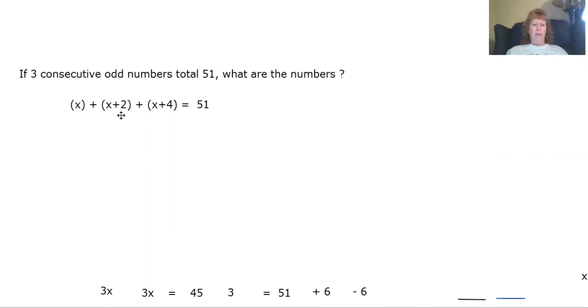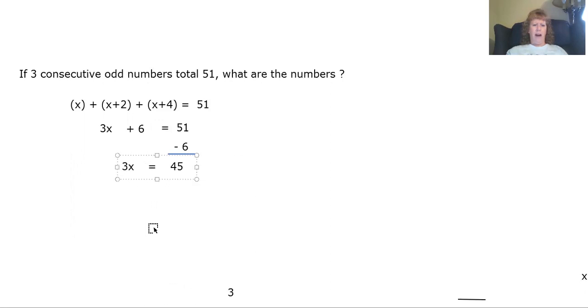So if I added up the amount of x's that I had in the problem, I had 1, 2, 3, so that would be 3x. And then I had 2 plus 4 is 6, so plus 6 would equal 51. And then I would start to work the problem backwards. So since I have add 6, I would subtract 6. So that 3x would be equal to 45. And then if I divided both sides by 3, x would equal 15.